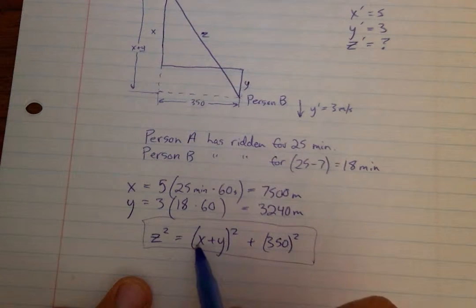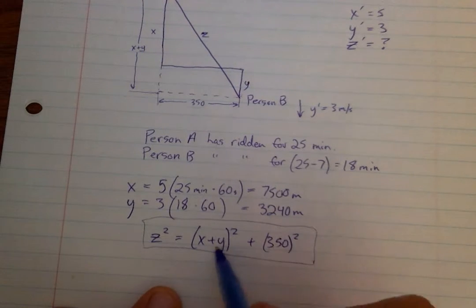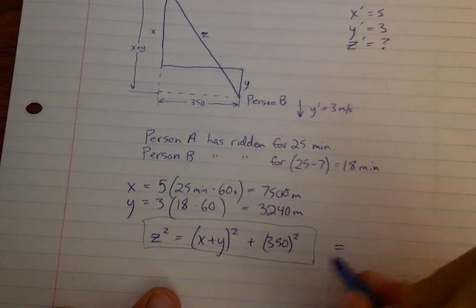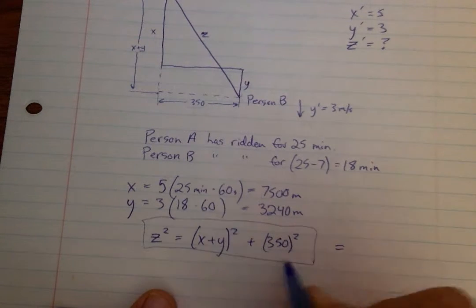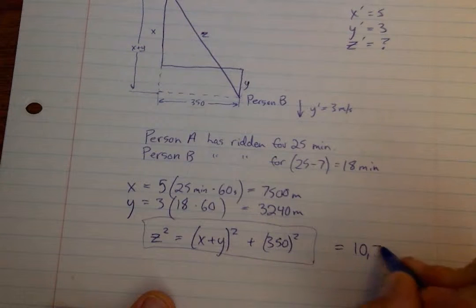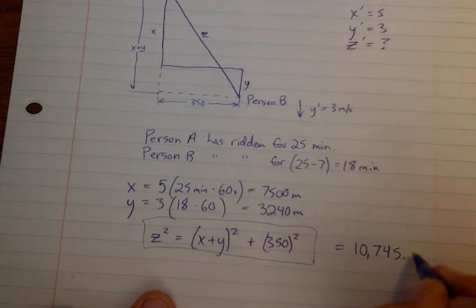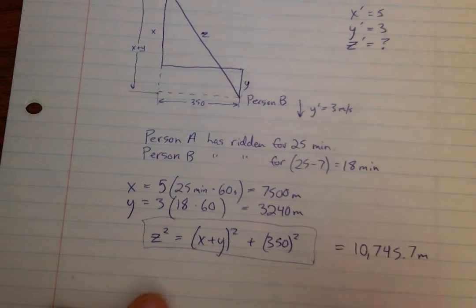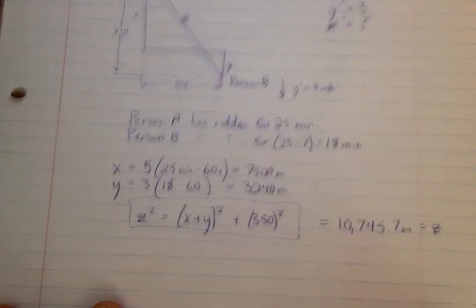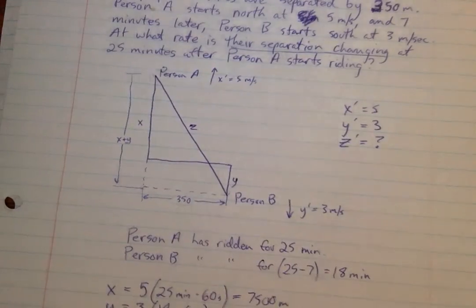So we know that x is 7,500 and y is 3,240. Well, I'm just going to solve that right now. z squared equals that plus 350 squared. Well, the square root of that is 10,745.7 meters. So that's equal to z. That's not what we're after, but it is important because it gets us closer.